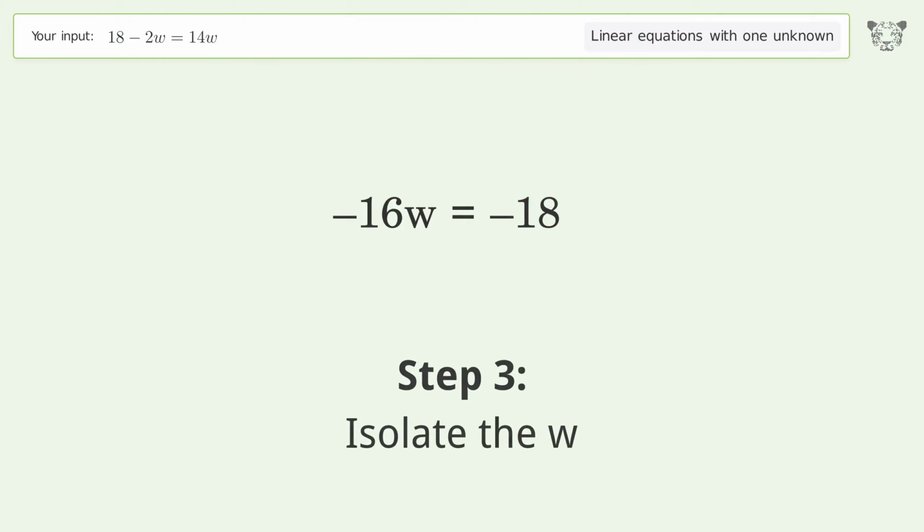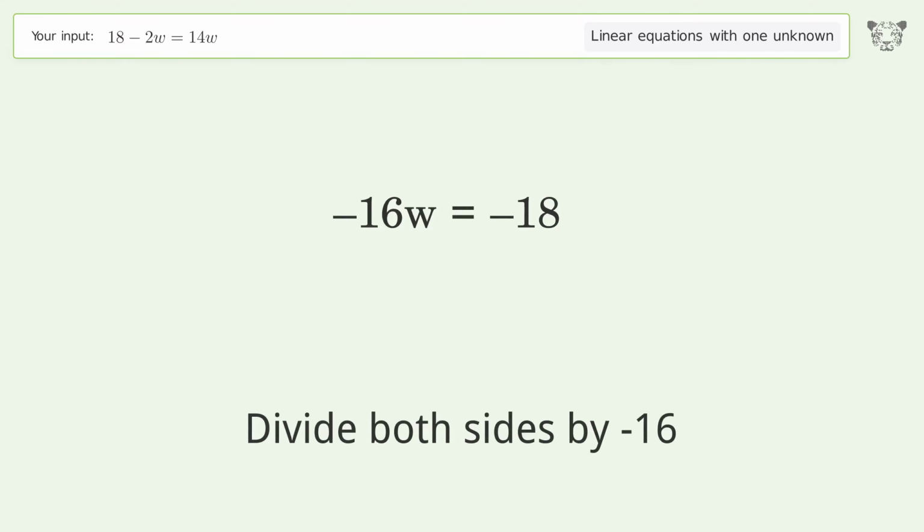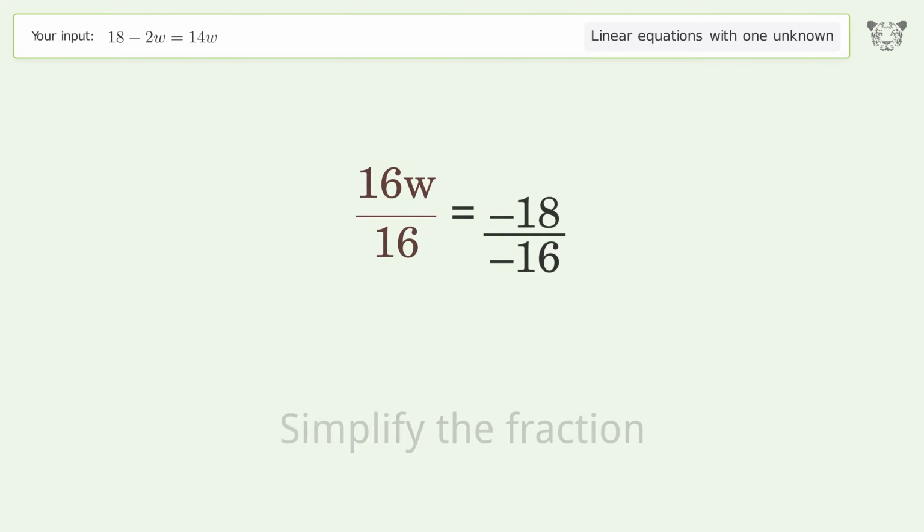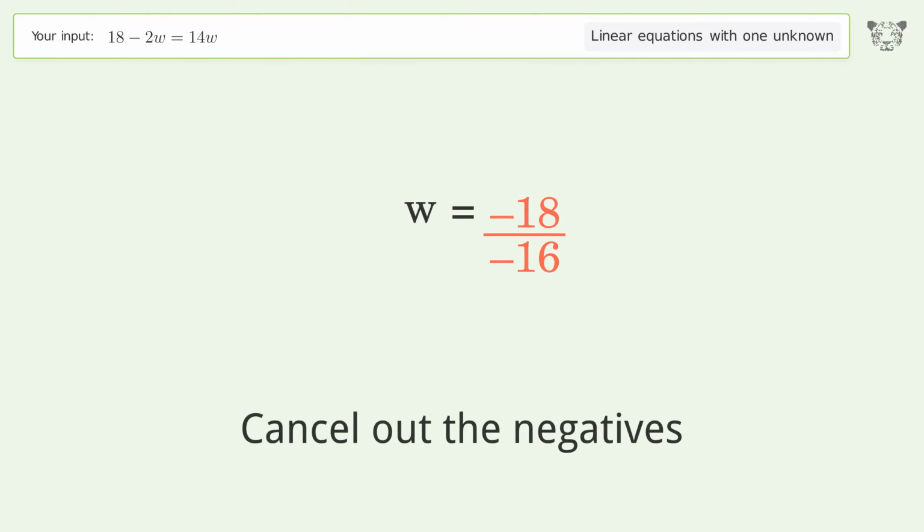Isolate the W. Divide both sides by -16. Cancel out the negatives. Simplify the fraction. Cancel out the negatives.